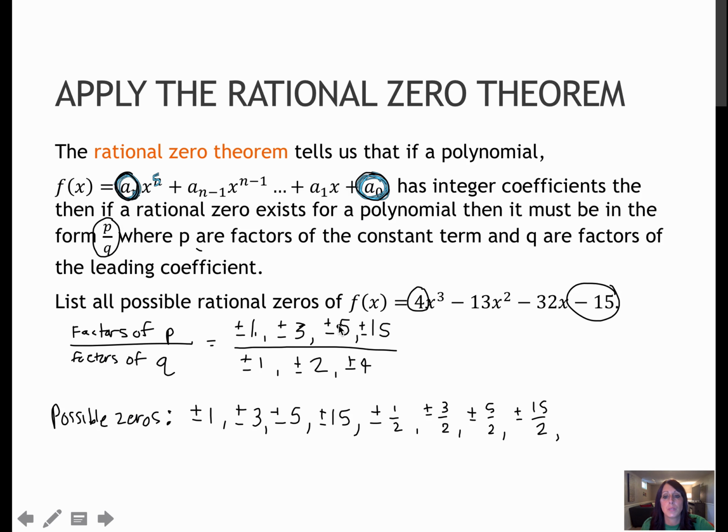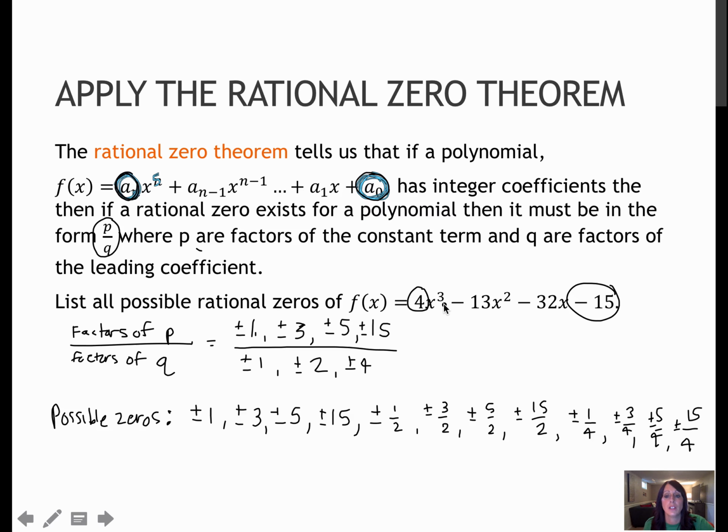Then I could have plus or minus 1 over 4. I could have plus or minus 3 over 4. I could have plus or minus 5 over 4. And I could have plus or minus 15 over 4. So we should be a little bit scared at this point because this is a lot of things to check. So what we're saying here is that we would just have to start checking these and plugging them in to see if there was a remainder of 0 in order to be able to solve this polynomial.